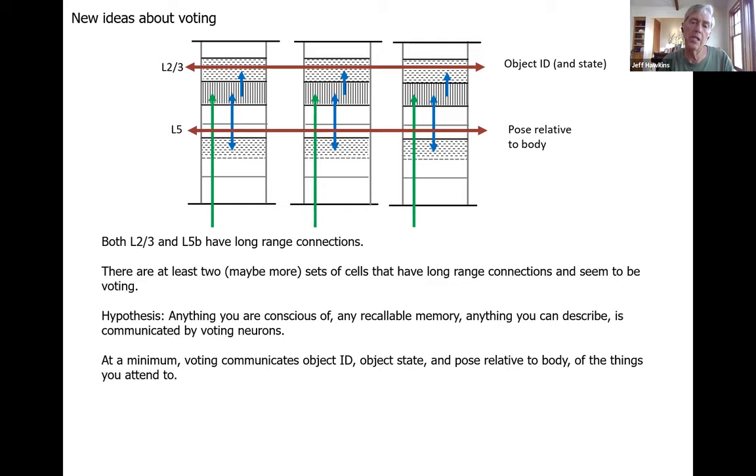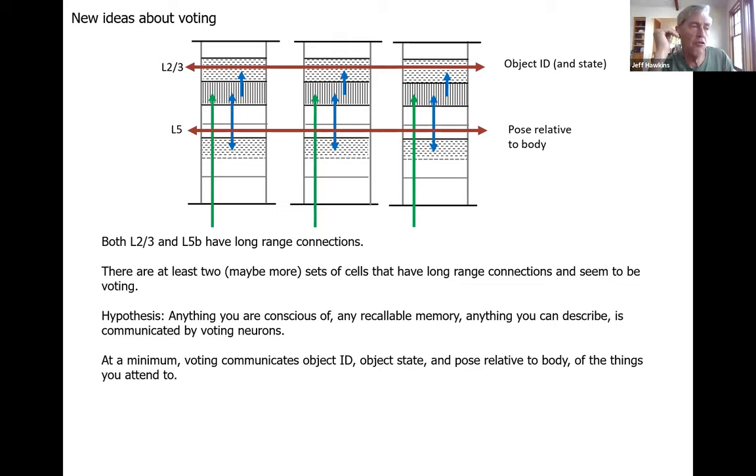But you're right. As I said, there are other things you should be voting on. It's a limited number of things. It can't be too many. I could maybe come up with five possible sets of neurons that are voting. It might be two, three, or four, but given what I know of the anatomy, I could imagine five separate cell populations reaching consensus about different things.